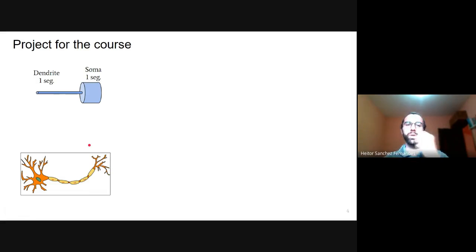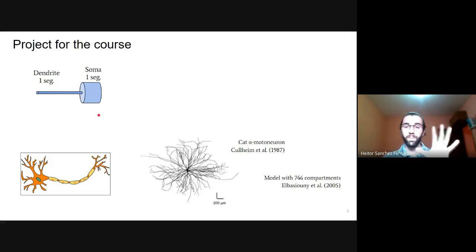In my current work, I've been using this kind of model for a motor neuron specifically, which comprises two compartments, a soma and a dendrite, with one segment each. My initial proposal for the course was to implement some morphological models, such as this 3D typified one, which has already been implemented with several compartments.